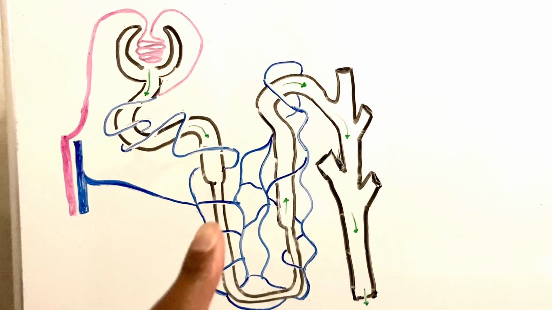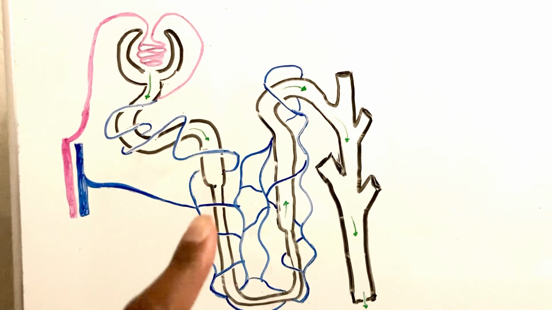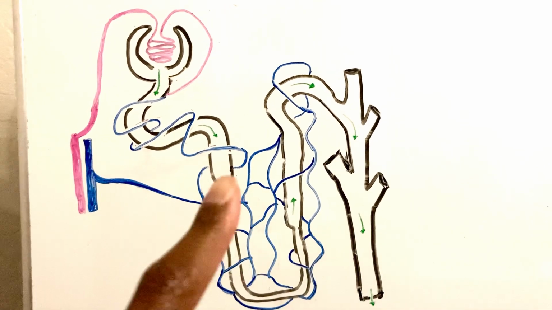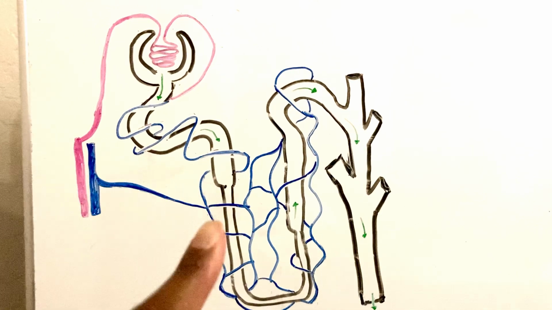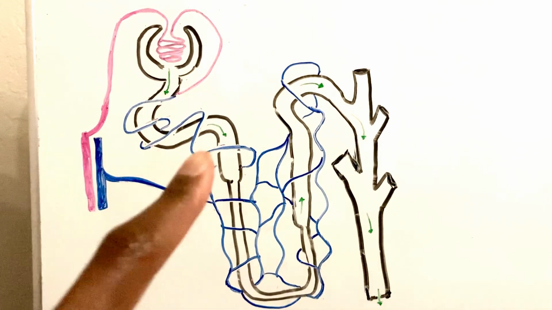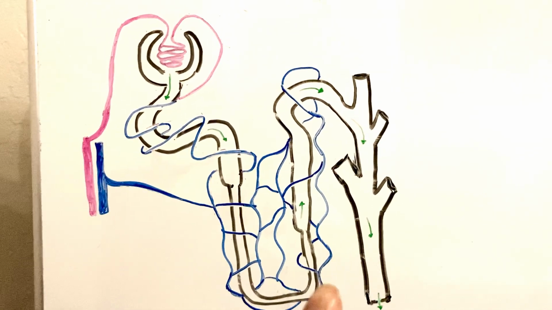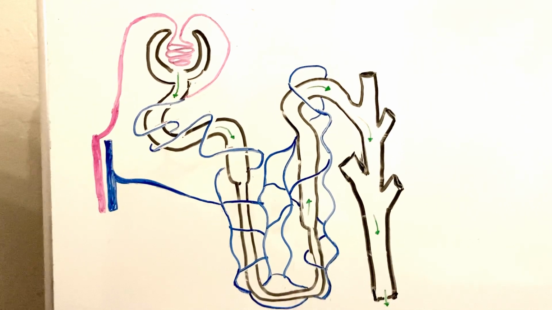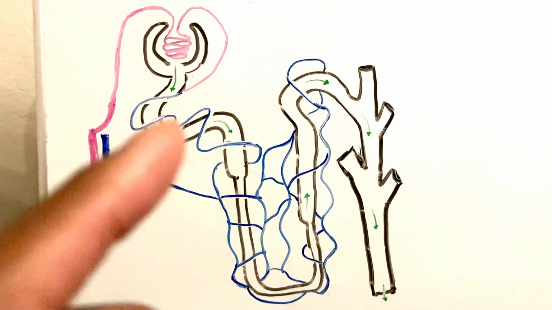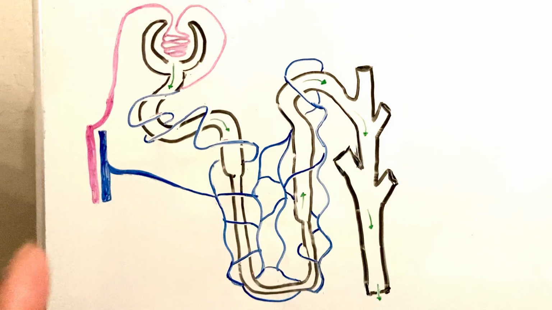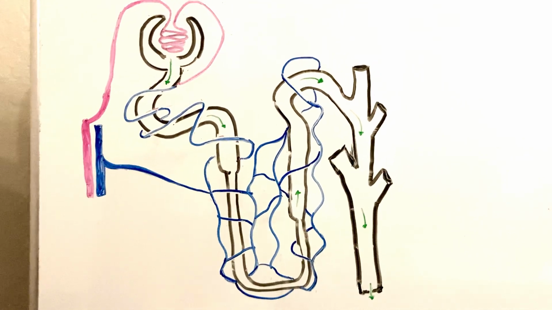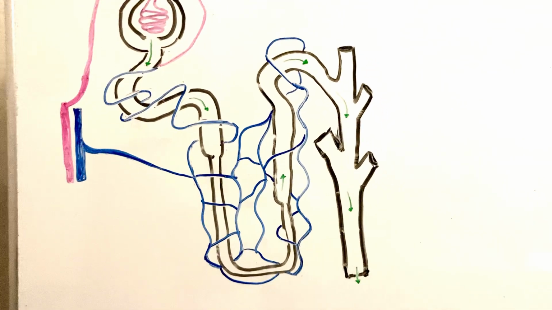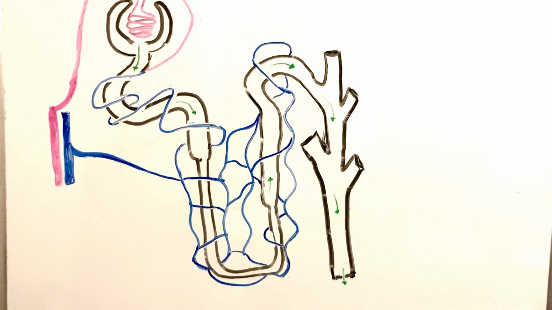As we go down into the loop of Henle, we go into water conservation. So the descending limb is where water is reabsorbed. And as we go back up, salt is reabsorbed. And this helps, in conjunction with the vasa recta, the body maintain proper water content.